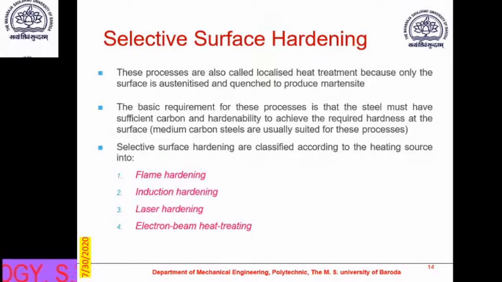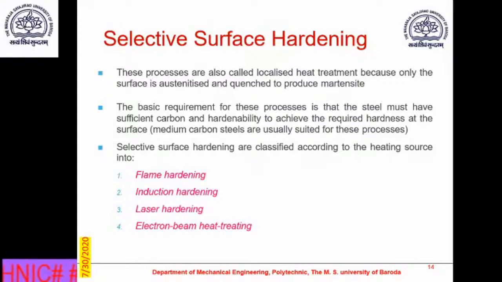These processes are also called localized heat treatment because only the surface is austenized and quenched to produce martensite. The basic requirement for this process is that the steel must have sufficient amount of carbon and hardenability to achieve the required hardness at the surface. So medium carbon and high carbon materials are suitable for such processes.